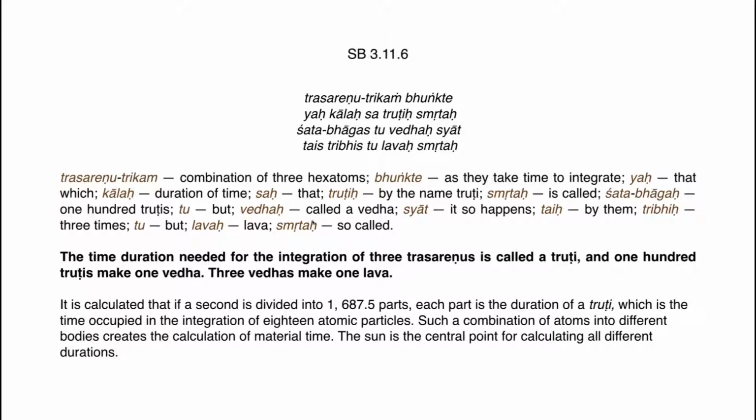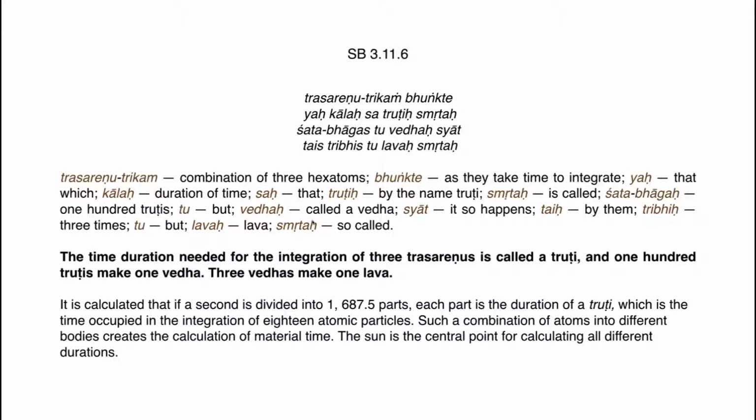Purport. It is calculated that if a second is divided into 1,687.5 parts, each part is a duration of a truṭi. So that's the truṭi, 3 trasareṇus. They're saying that 100 of these make a vedha and 3 of these make a laghu. This is the duration of a truṭi, which is the time occupied in the integration of 18 atomic particles. That's how we can analyze it, dividing our second by 1,687.5, so that we will be able to understand the time occupied by 18 atomic particles.